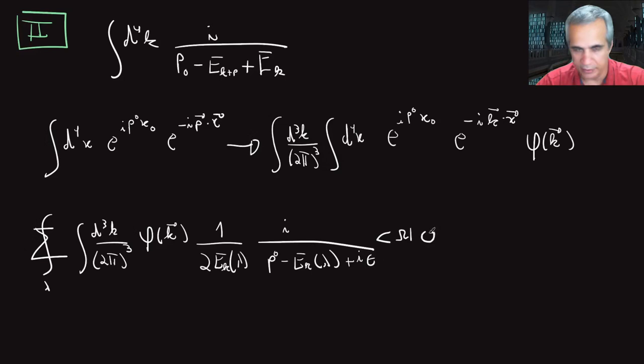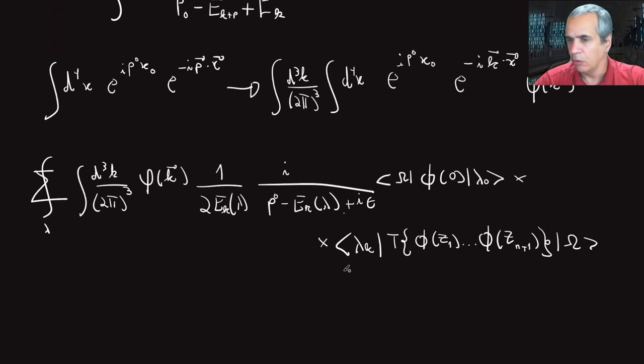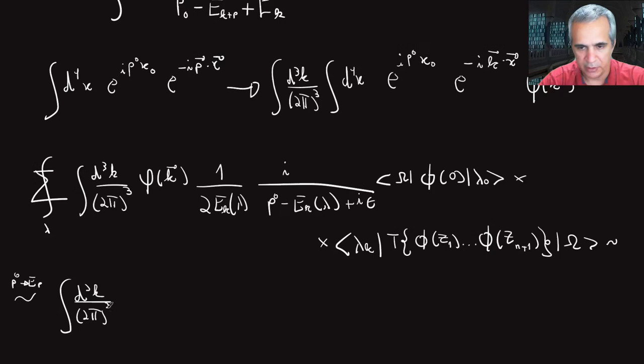Let me write them here. Lambda 0 times lambda k, t, phi z1 until phi z n plus 1, which near the pole will behave like, so again, when p0 goes near E_p, there will now be an integral in d^3k over (2 pi) cubed i, phi of k. Very similar to before, but now I have this p tilde, which I'll define next, minus m squared plus i epsilon, square root of z.